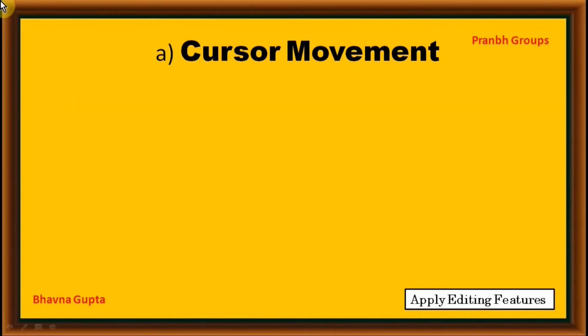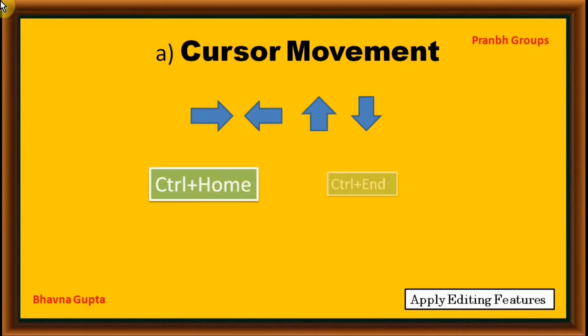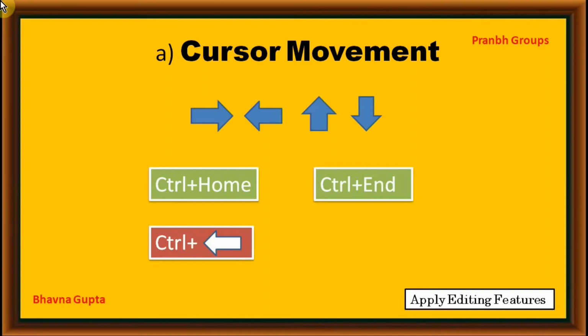First one, cursor movement. To move around in a Writer document, arrow keys can be used. You can use Ctrl plus Home and Ctrl plus End keys to move to the beginning and end of the document. And you can also use Ctrl plus left arrow key or Ctrl plus right arrow key to move word by word in the left or right direction.